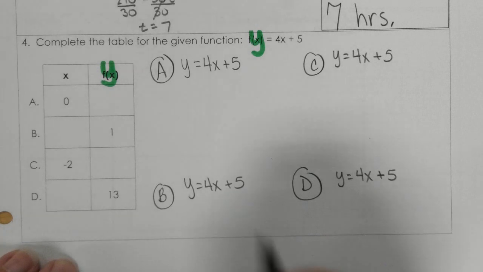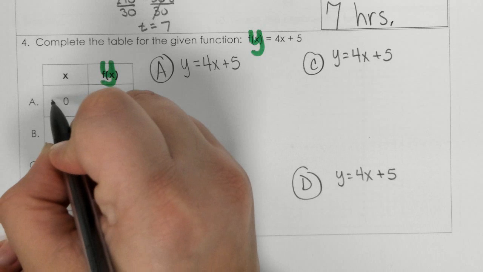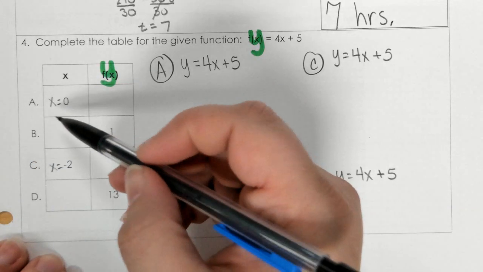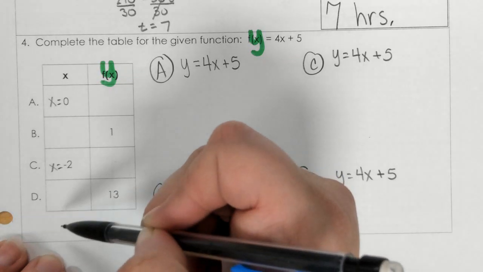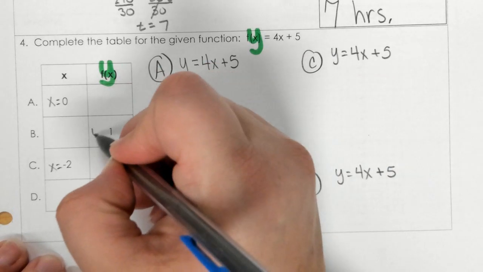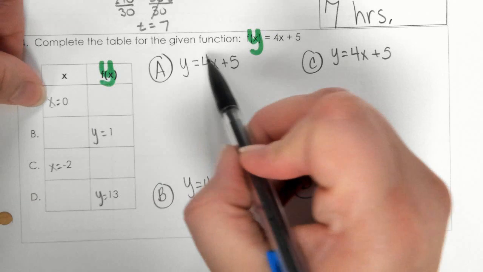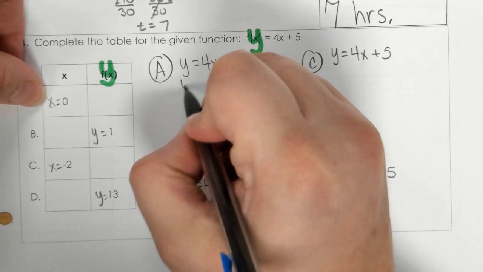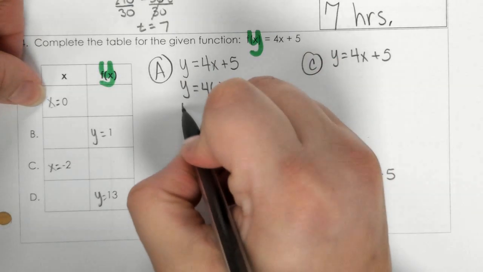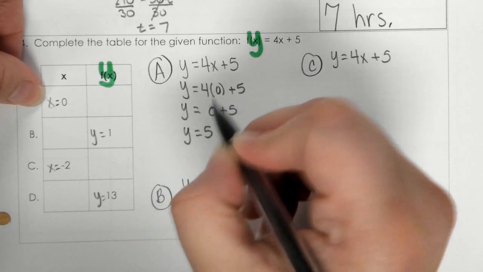So, for the first one, 0, this is your x. And in class recently, when we were practicing this, we went ahead and labeled what each number was going to be. So here, x is 0, x is negative 2. In this column, these are both the y's because they're in the y column. Alright, so now, for x equals 0, I plug 0 right here for x. And I have 4 times 0 plus 5. And that gives me 0 plus 5, and that is 5.